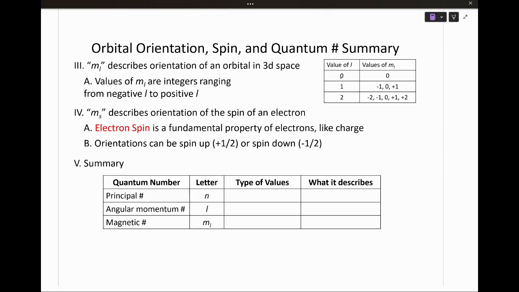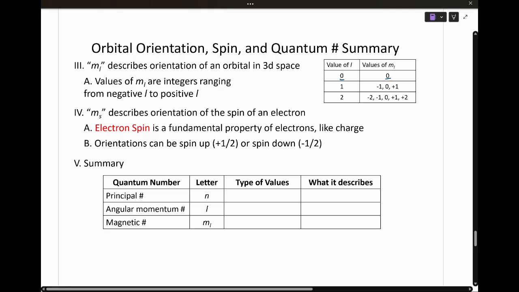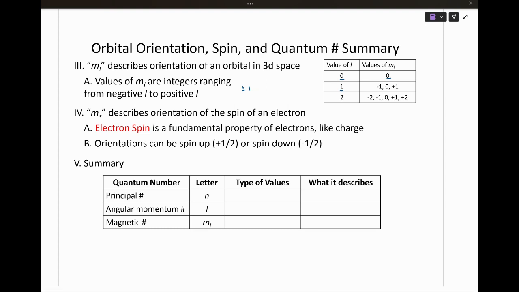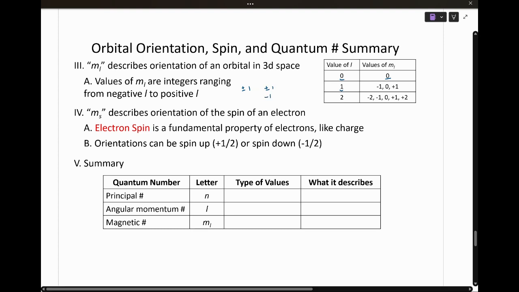If you tabulate this, if L is 0, there's only one possible value for M of L. If L is 1, you can go plus or minus L, so plus or minus 1 goes from negative 1 to 0 to plus 1. Plus or minus 2 goes from negative 2, negative 1, 0, plus 1, plus 2, which is what we see right here. So you can take plus or minus L and set that up. Plus or minus 3 is anywhere from negative 3 to plus 3.